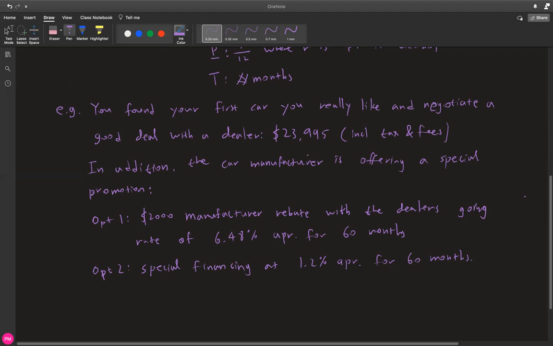We know that lower APR yields less interest, and because 1.2 is significantly lower than 6.48%, obviously option 2 may sound like a good deal, but at the same time, option 1 is offering a $2,000 manufacturer rebate. That's a significant amount of money. So let's actually put this into calculation and see which is a better option. Because with the $2,000 rebate, you only really need to take out a loan of $21,995 as opposed to $23,995.